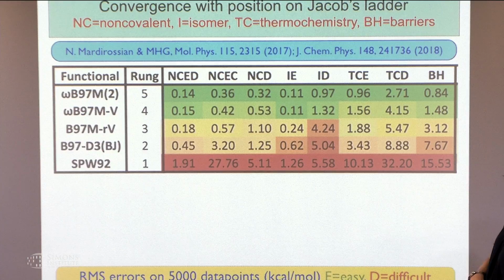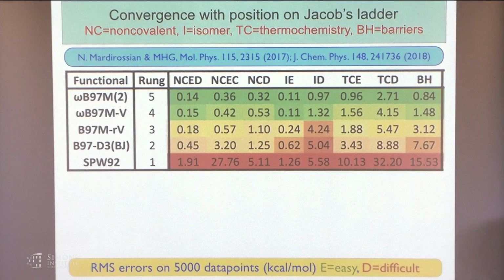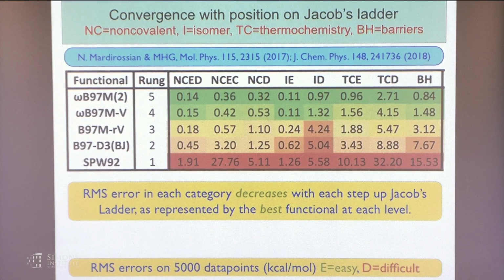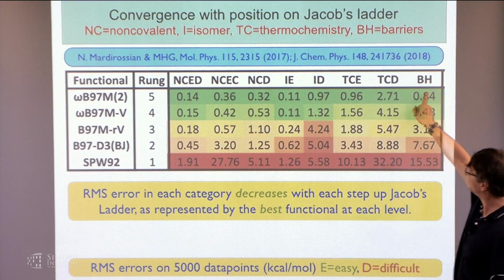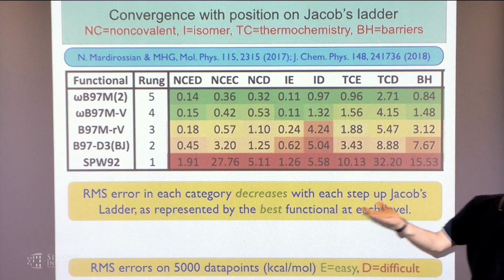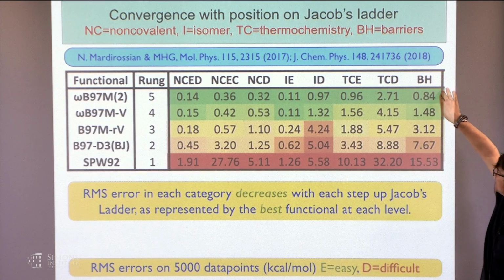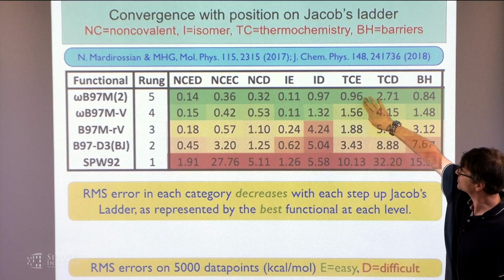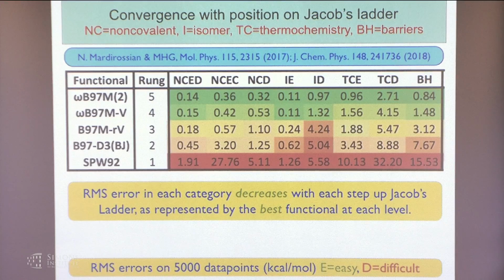And what you see is if you look at the best functional from rungs 1, 2, 3, 4, 5, you see a monotonic decrease with each step up Jacob's ladder as represented by the best functional at each level. And this top line, in some sense, is the best that can be done in 2018 to my knowledge. And so there's a root mean square error of slightly less than 1 kilocalorie per mole for barrier heights, slightly less than 1 for thermochemistry, more like 0.1 for non-covalent interactions, and if you don't like 1 sigma errors, multiply by your favorite multiplier to make them 2 or 3 sigma.